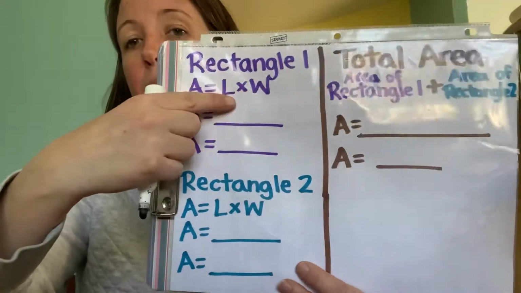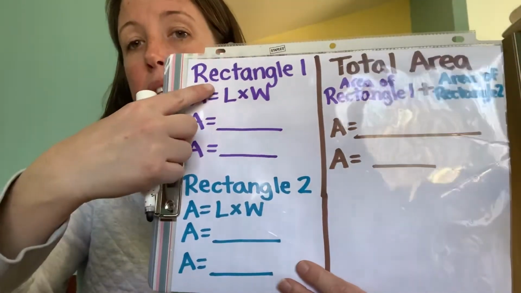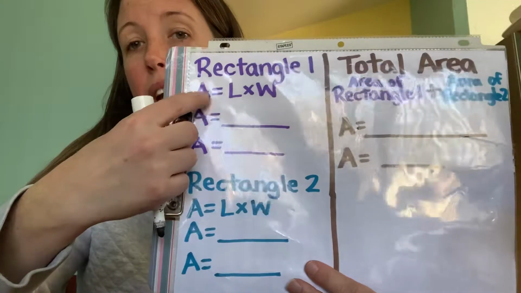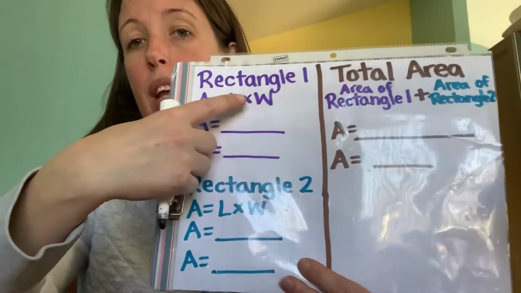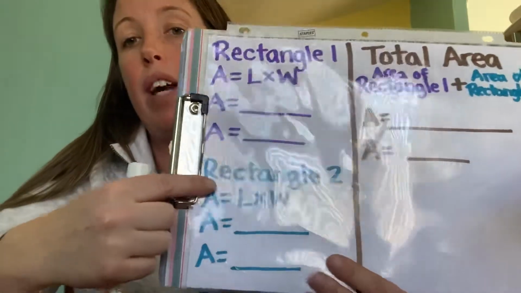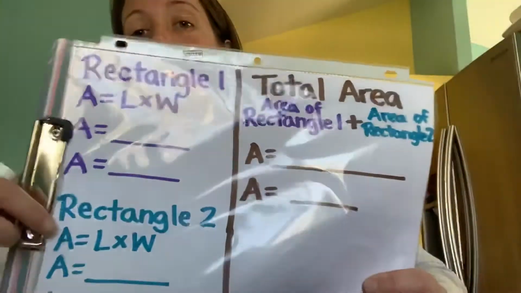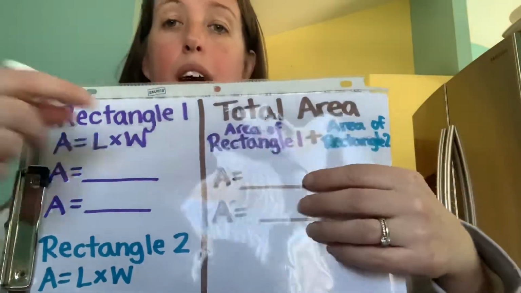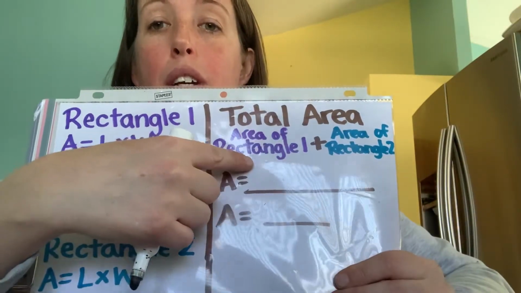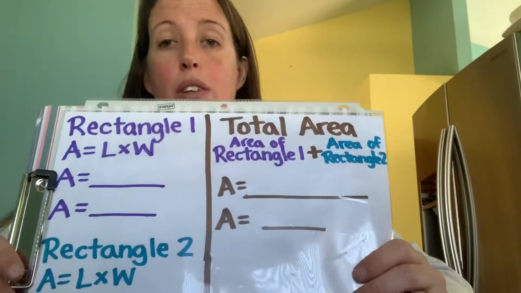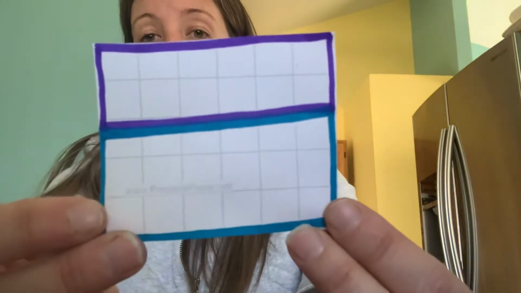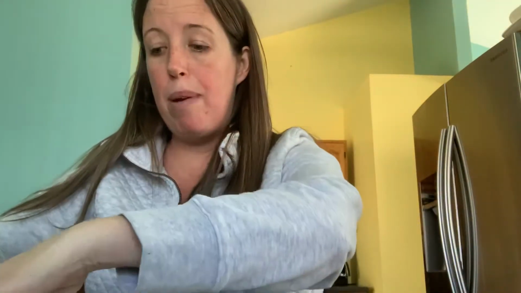So first I plan on finding the area of rectangle 1, and I reminded myself that area is the length times the width. Then I'm going to find the area of rectangle 2, which I outline in blue. And finally, to find my total area, I'm going to combine the area of rectangle 1 plus the area of rectangle 2. So I'll show you what that looks like. Let's start with this figure here. Okay, so I'm going to slide it into my mat.